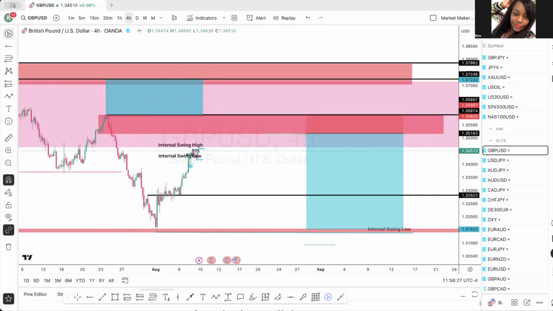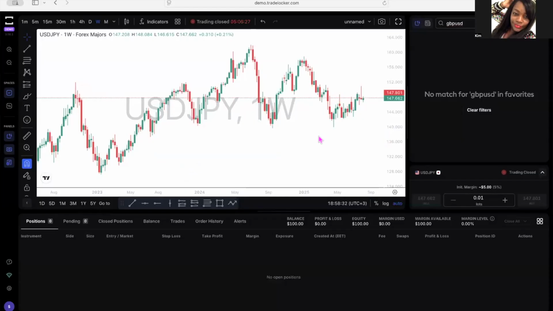So, with that being said, let me switch over. Now, the only thing about me doing this right now is that, oh wait a minute, hold on, let me get it out the way. I thought I just saved GBPUSD.